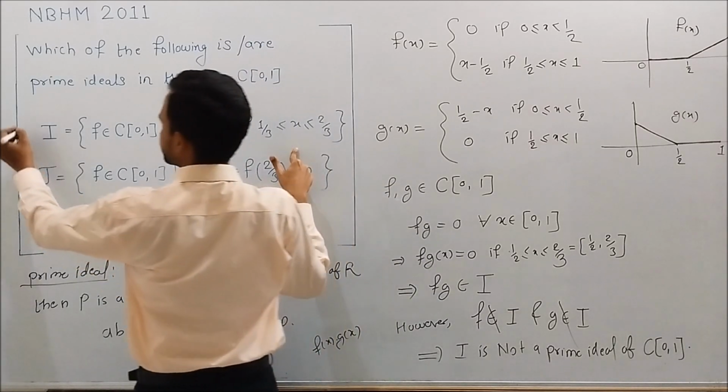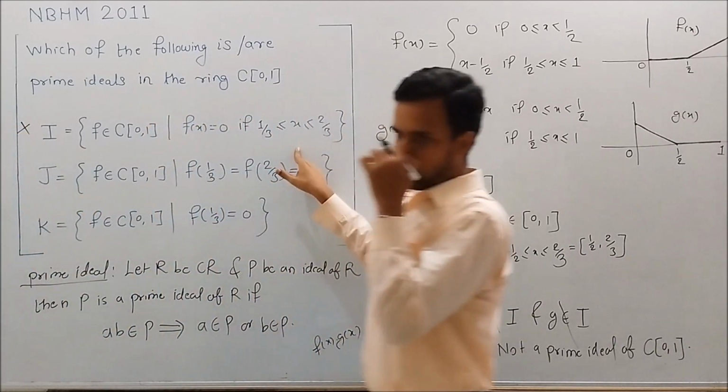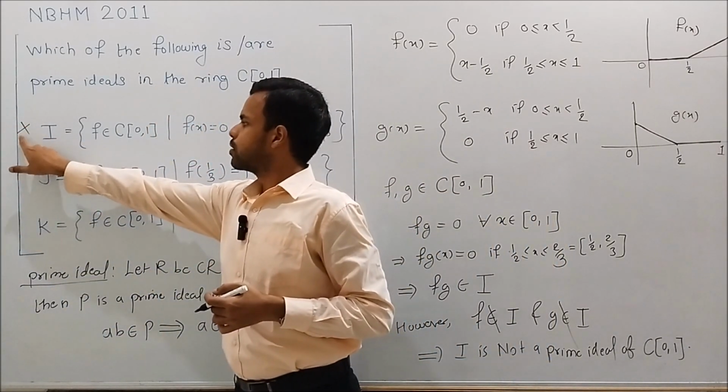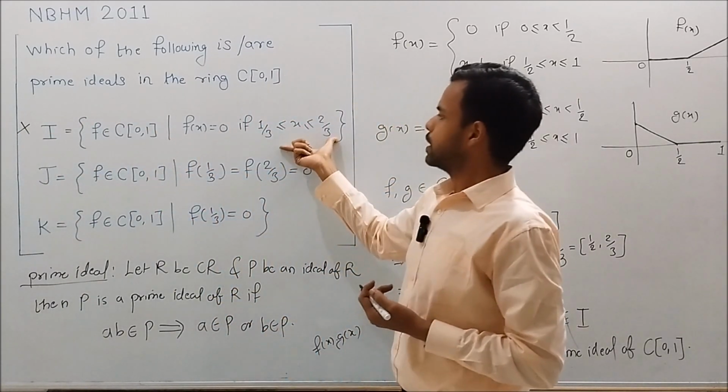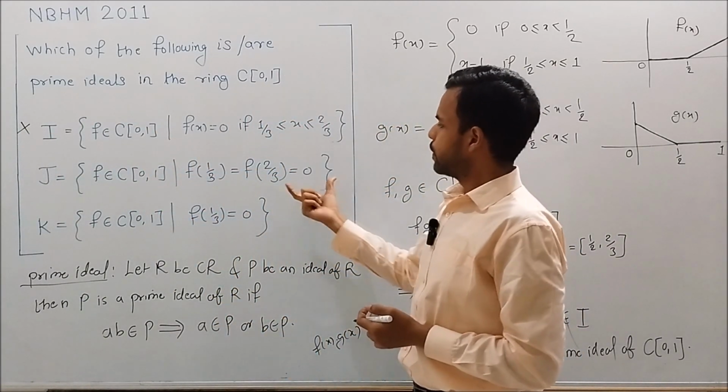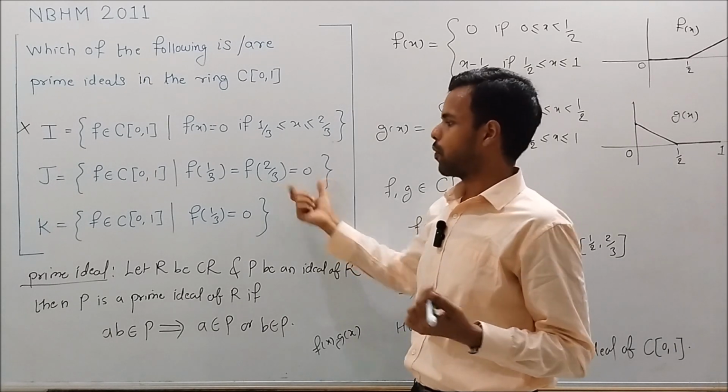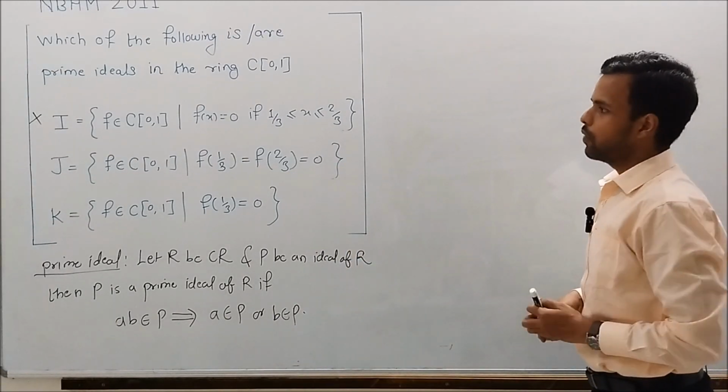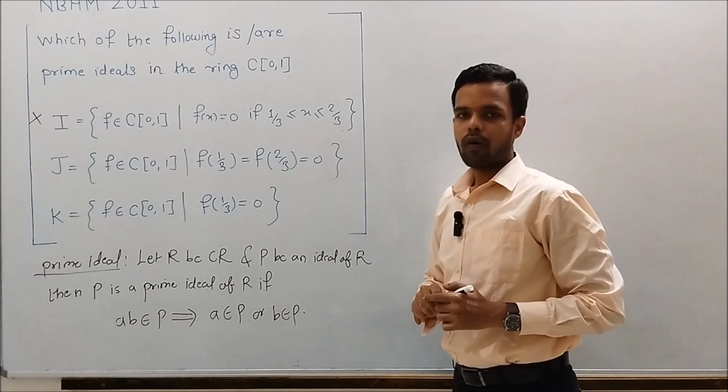So we discard it. This is not the option, so I mark it with a cross symbol because it is not a prime ideal. Now let's verify whether J is a prime ideal or not.